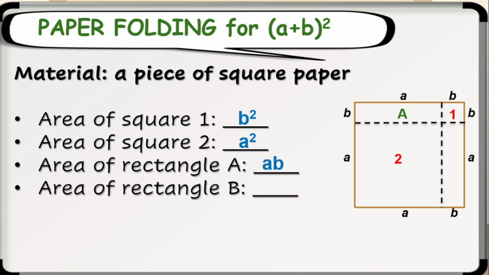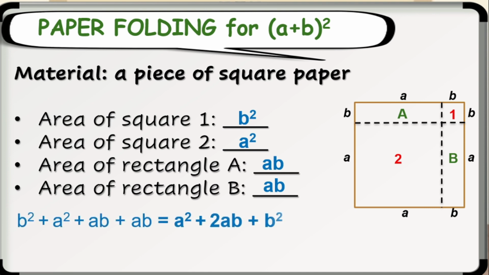And lastly, the area of rectangle B. The dimension of rectangle B is also a times b. Thus, its area would also be ab. Step 5. What are the dimensions of the original figure? Okay, so by taking the sum of the areas, we can say that the dimension of the original figure is b squared plus a squared plus ab plus ab. Expressing it in standard form and combining like terms, we have a squared plus 2ab plus b squared.